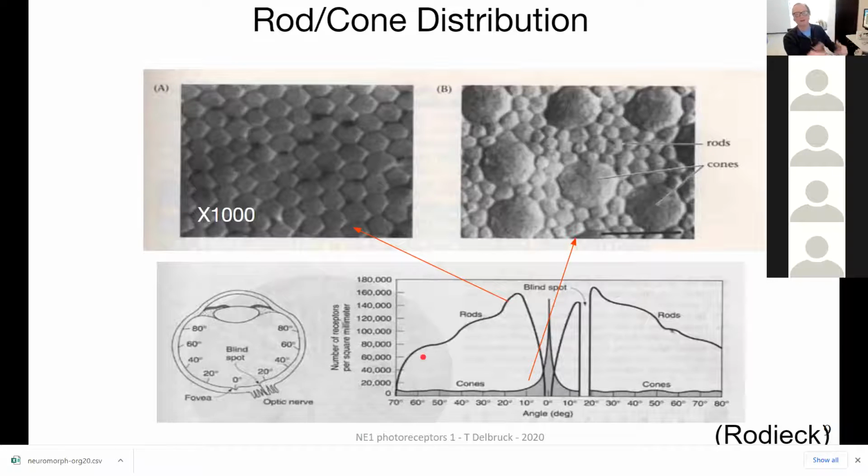It's a cool distribution because nobody builds an image sensor like this in a circular shape, right? So it's a very cool technology for vision.